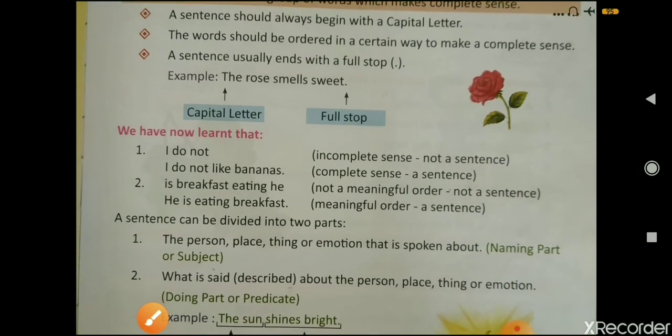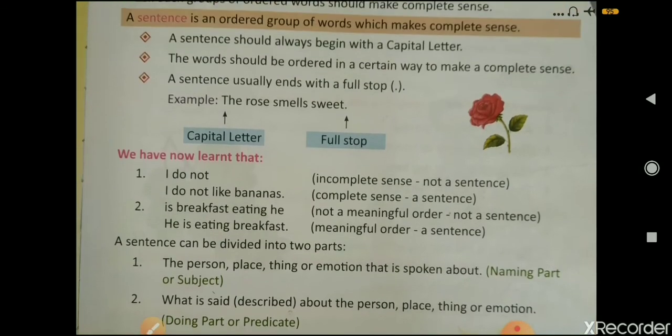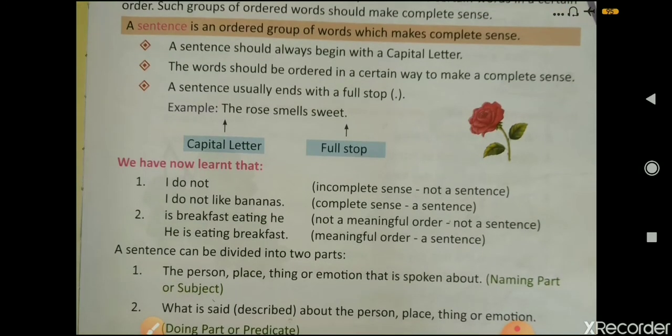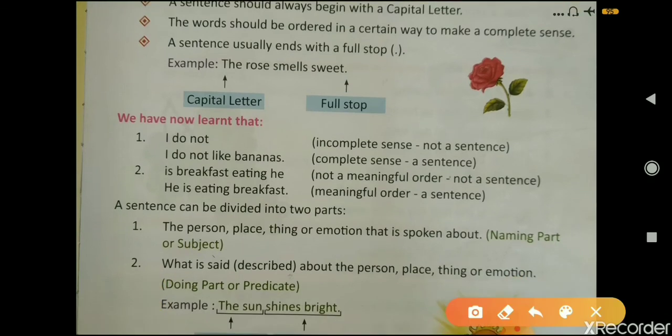We have now learned that a sentence is a group of words that makes complete sense. Here the first one is I do not. These words do not give any complete sense. They give incomplete sense. So this is not a sentence. The complete sentence is I do not like bananas. Now here this sentence gives complete sense. So this is a sentence.